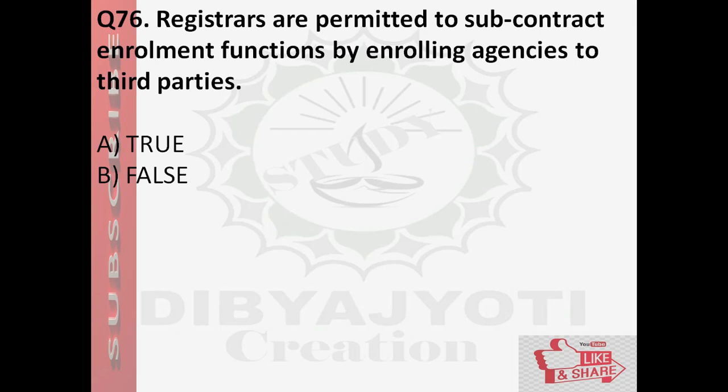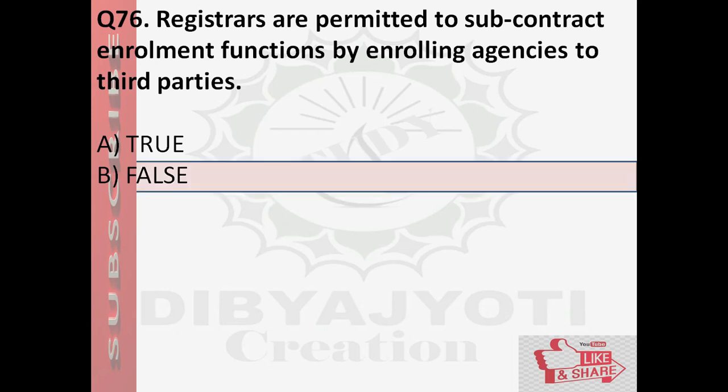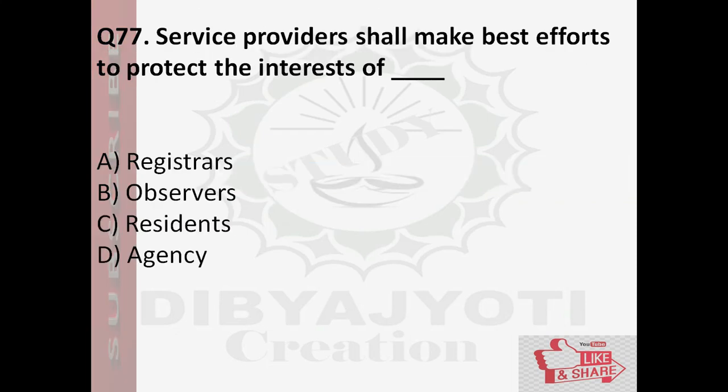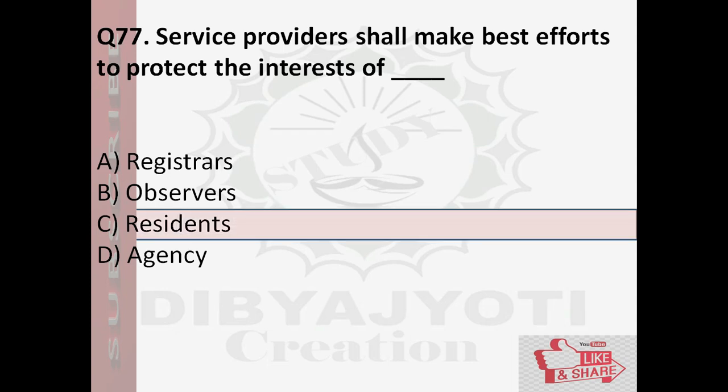76. Registrars are permitted to subcontract enrollment functions by enrolling agency to third parties. True or false? And answer is false. 77. Service providers shall make best efforts to protect the interest of Aadhaar. Options are option A, registrar. Option B, observer. Option C, residence. Option D, agency. And answer is option C, residence.